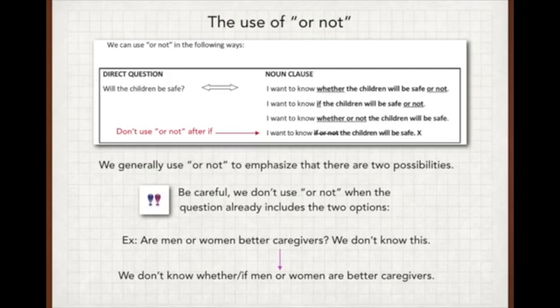So, how do we form the noun clause? We say, we don't know whether or if men or women are better caregivers. I repeat, we don't know whether men or women are better caregivers, or we don't know if men or women are better caregivers. Now, in this case, the first option is men, the second option is women. We cannot use or not. We don't use or not in this particular situation because we already have the two options.